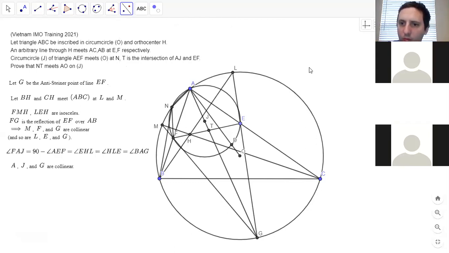So FMH, oh, that's just because we define G to be the anti-Steiner point. And so basically FM is a reflection of FH over AB. So that's why it's isosceles.